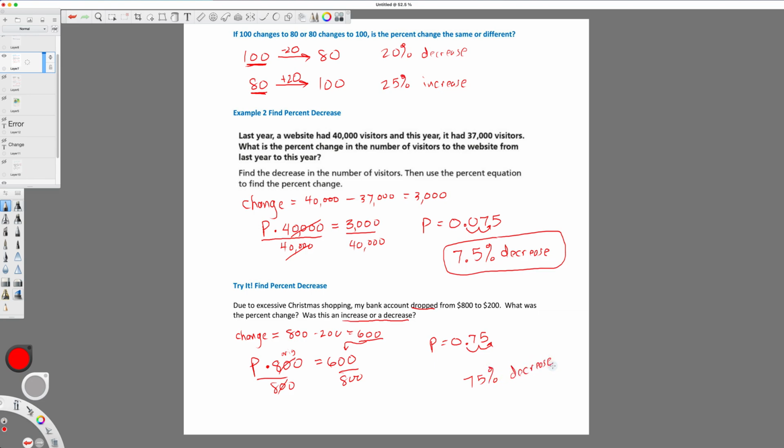Now, when I made up that problem, I thought, could you have a percent decrease over 100%? And if you think about it as a bank account, I suppose you could, because there could be $800 and then I could spend more than $800 and go into the negatives. So if it's possible to go into the negatives, then you can have a percent decrease of over 100%.